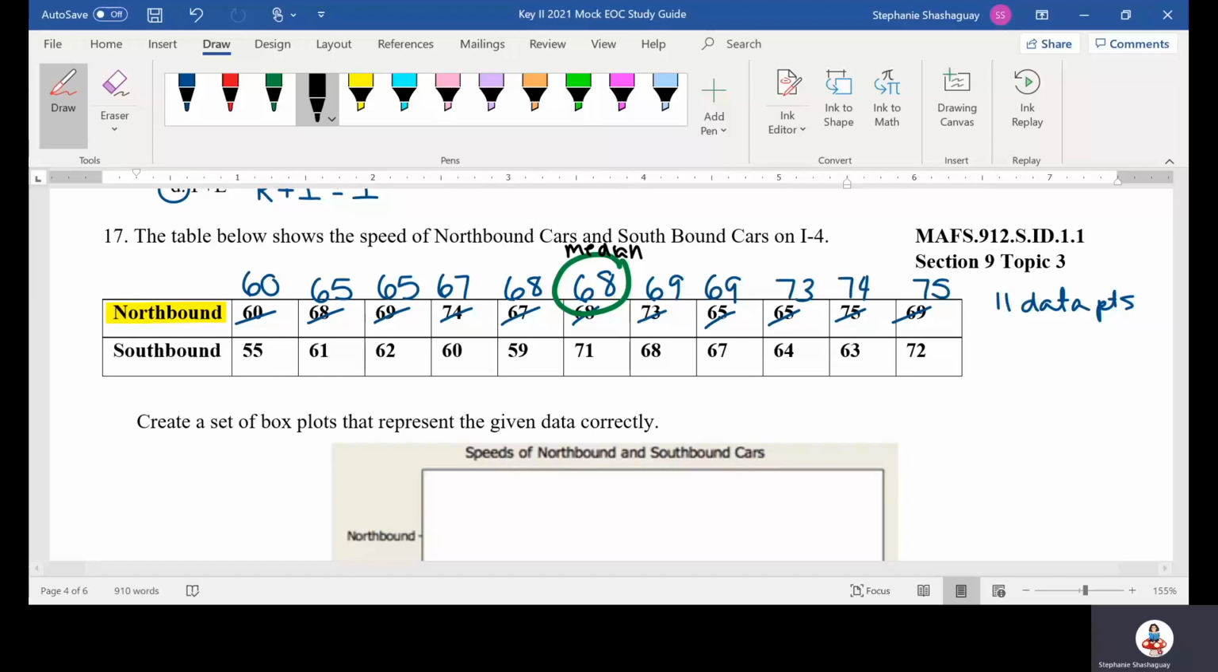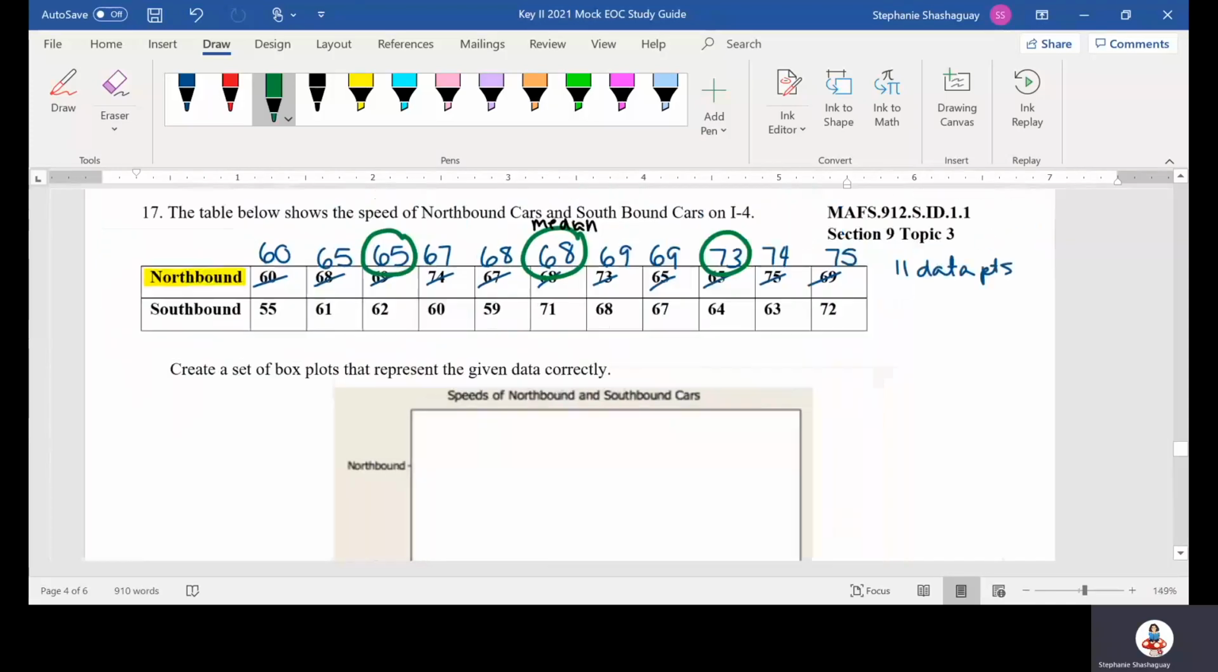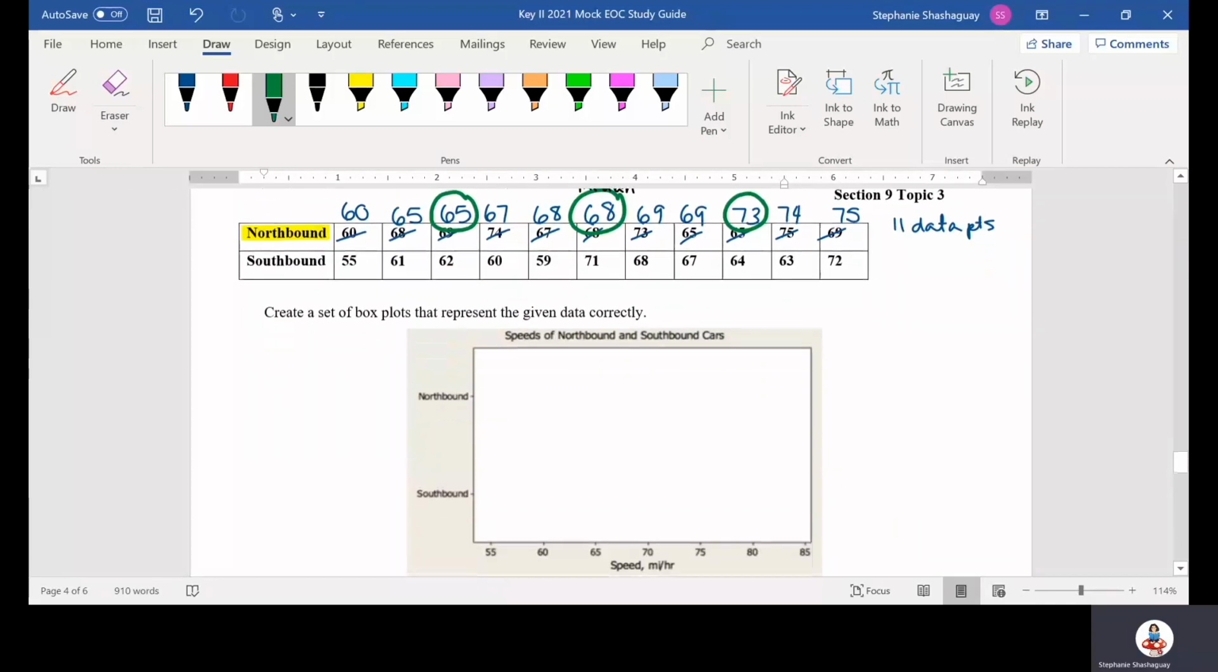Now I need to break apart my lower half and my upper half. Well, I have 5 data points in my lower half. Middle of 5 is going to be 65, and the middle of my upper half will be 73. So that will create my IQR, my interquartile range. So now I have the data that I need to graph my northbound box plot.